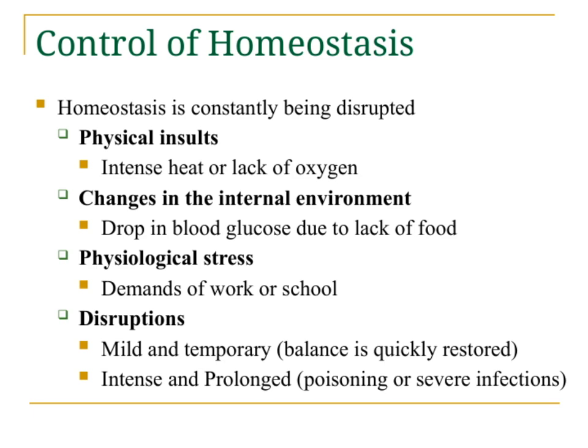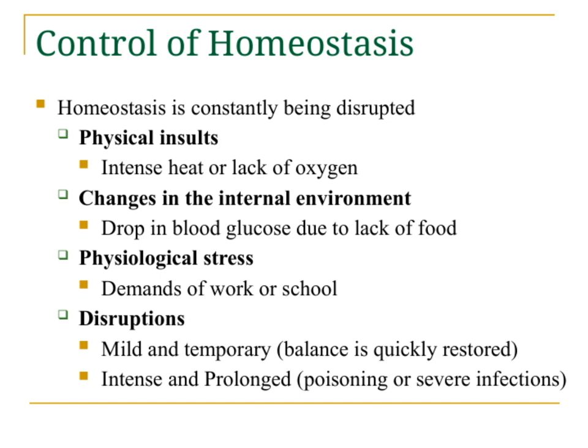For example, physical insults like extreme heat or a lack of oxygen can throw our internal environment off balance. Changes in the internal environment, such as a drop in blood glucose levels when we don't eat enough, also affect homeostasis. Additionally, physiological stress, like the demands of work or school, can put extra strain on our systems.